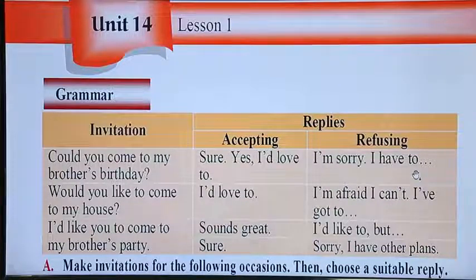I have to go to my grandmother's house. I have to do some work. Or I have to do my homework. Would you like to come to my house? Would you like. This is the expression that you can use for inviting someone. The accepting point, you can accept it by I'd love to. I'd is the contraction form of I would. I'd love to. How do you refuse it? You can say I'm afraid I can't.